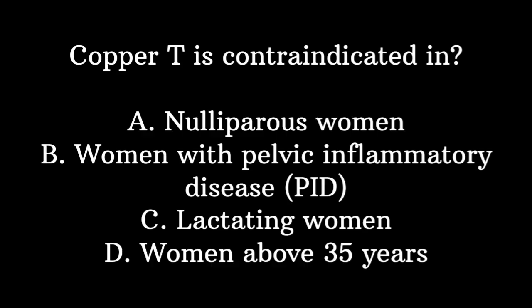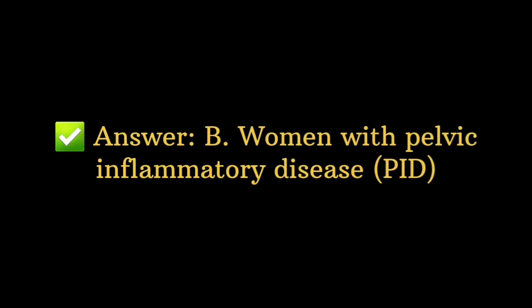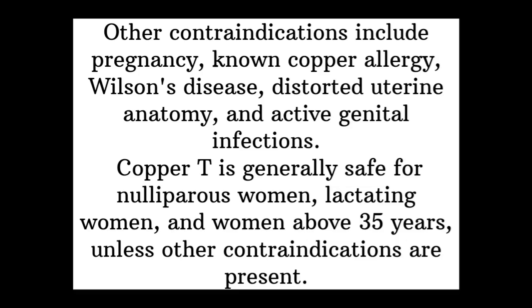Question: Copper T is contraindicated in. Options: A. Nulliparous woman, B. Woman with pelvic inflammatory disease, C. Lactating woman, D. Woman above 35 years. The correct answer is option B, woman with pelvic inflammatory disease, that is PID. Other contraindications include pregnancy, copper allergy, Wilson disease, distorted uterine anatomy and active genital infections. Copper T is generally safe for nulliparous women, lactating women and women above 35 years unless other contraindications are present.